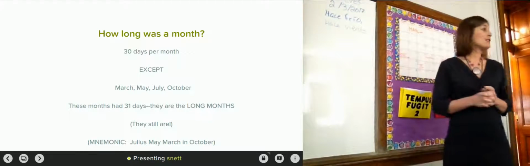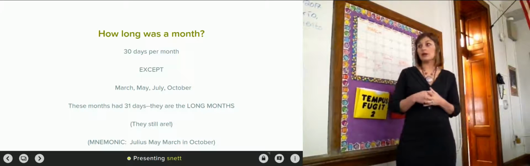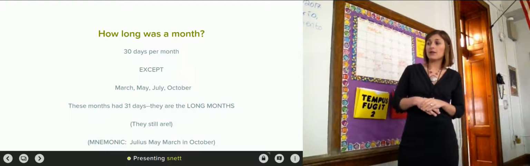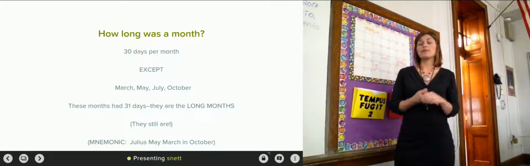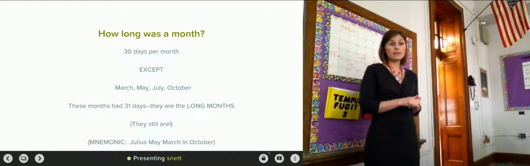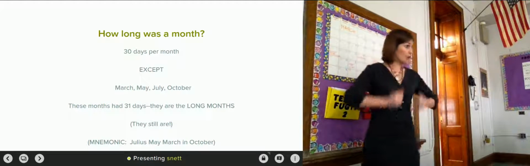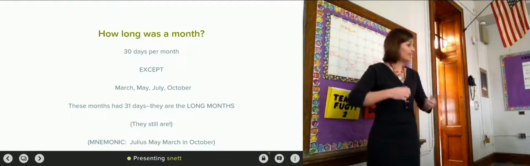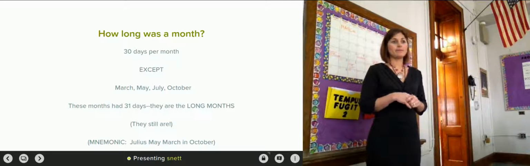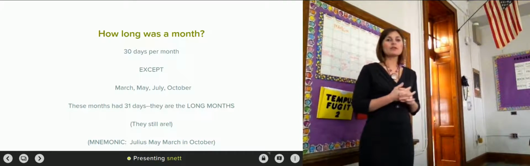Okay. Now, there is a mnemonic device to remember the Roman dates that are long. It's at the end of this slide here. The mnemonic device plays on our memory of Julius Caesar. Julius, May, as in may or may not, March, army march, in October. Julius, May, March, in October. Those are the long months.